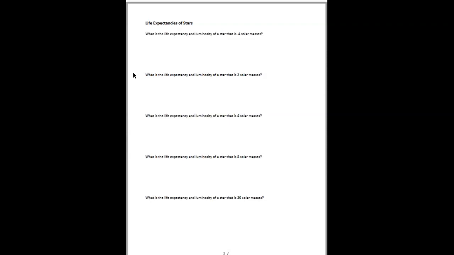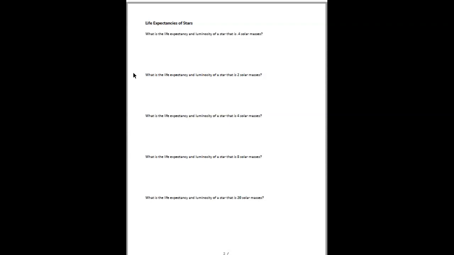Life expectancy is this Greek letter tau, but it's 1 over the solar mass to the 2.5 power. So for life expectancy, you would have 1 over 0.4 to the 2.5 power, which would be about 9.88, close to 10. So it would live 10 times as long as the sun. Well, the sun's going to live to be 10 billion years, so this would be a 100 billion year star. So clearly those haven't died out yet.